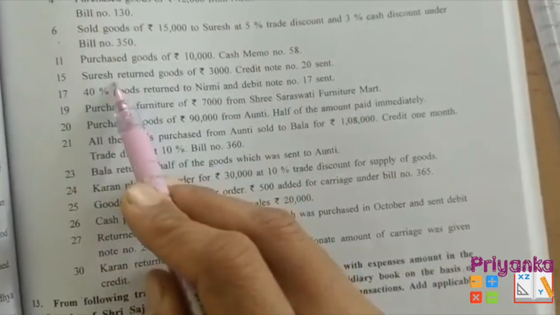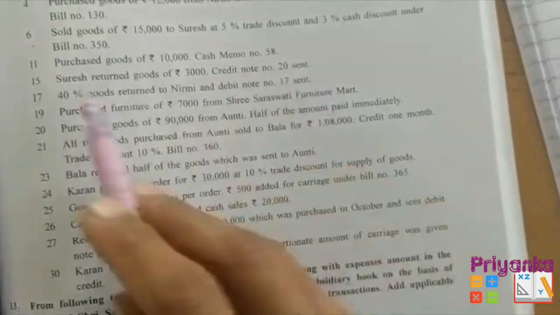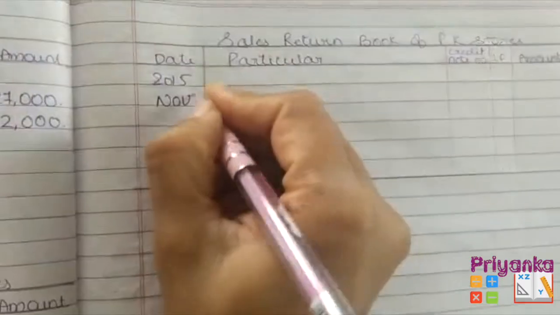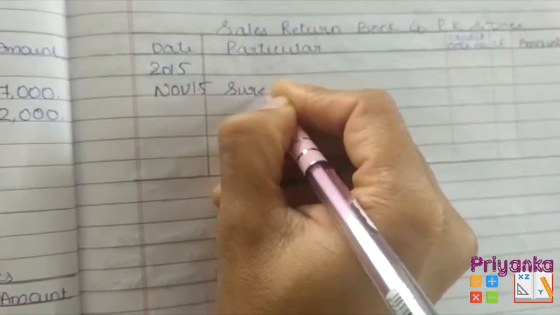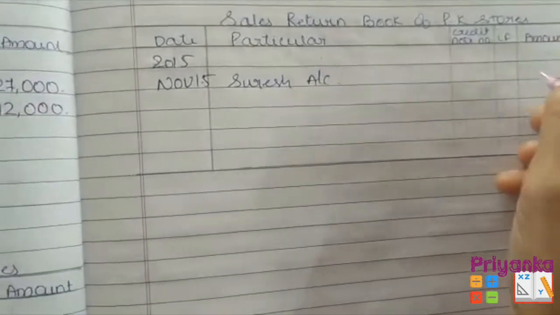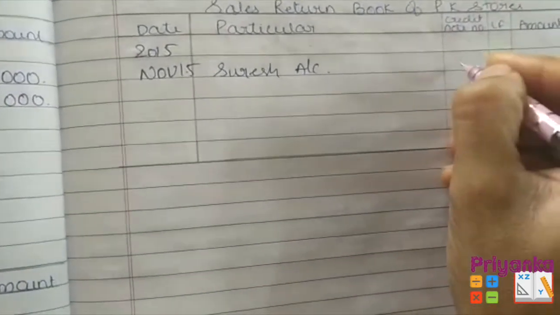15th one. Suresh returned goods 3,000 with the credit note number 20 sent. तो ये सुरेश के साथ ट्रांजेक्शन था सेल्स बुक में, तो ये आएगा इन द सेल्स रिटर्न बुक. Just write down the date 15 with the name of Suresh account and with the amount 3,000 and credit note number is 20.